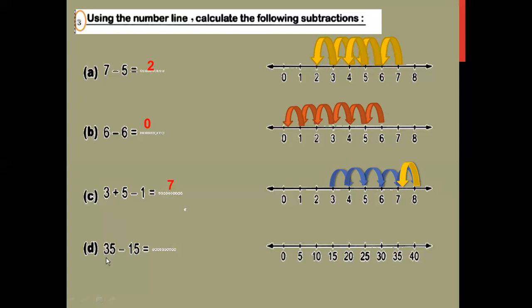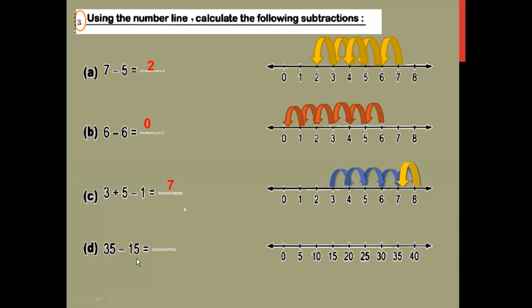In here, the question is 35 minus 15. I will divide my number line into fives, okay? 0, 5, 10, 15, 20, 25, 30, 35, and 40, okay? But I will stand on 35 and go backward how many steps? He said 15. Yes, he said 15.